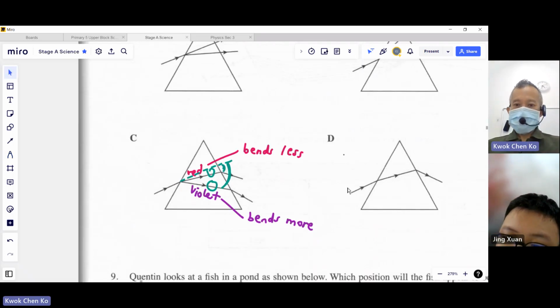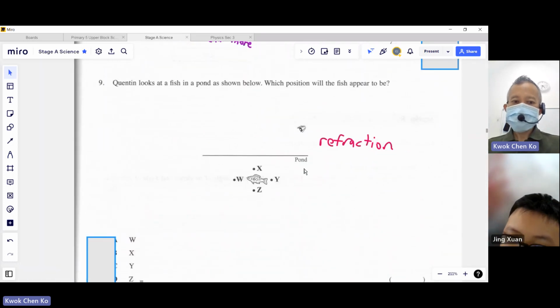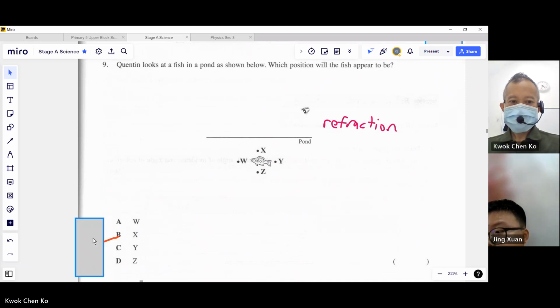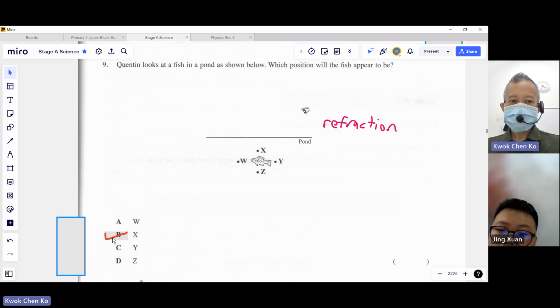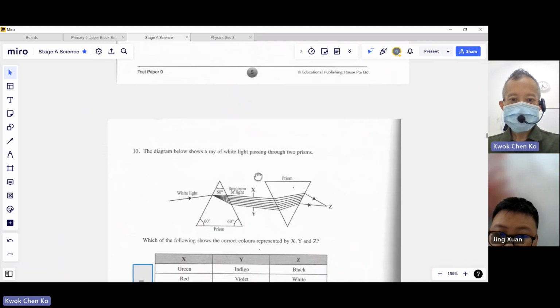All right, next one. Will the fish appear to be shallower? It should be shallower, but it's still along the same vertical axis. I don't think I need to draw that out.